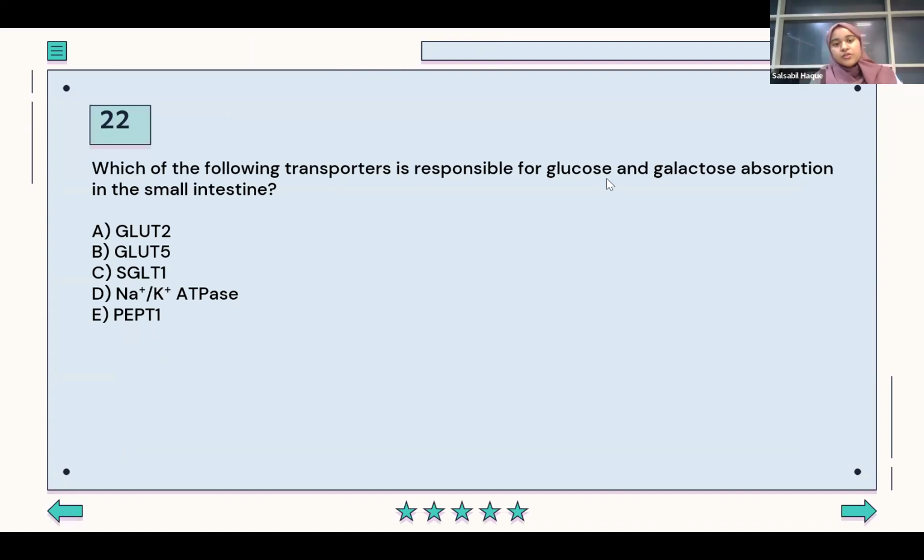Okay, so which of the following transporters is responsible for glucose and galactose absorption in the small intestine?